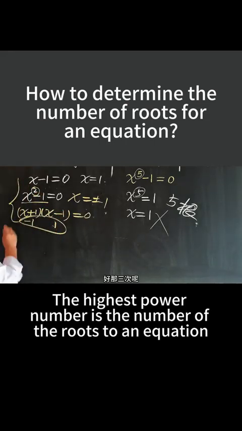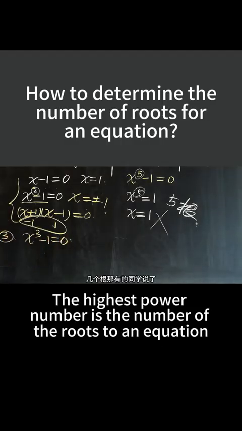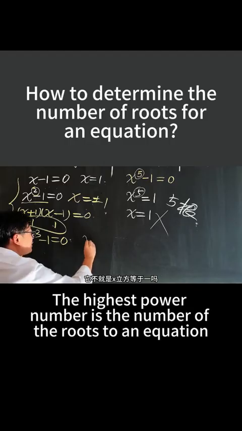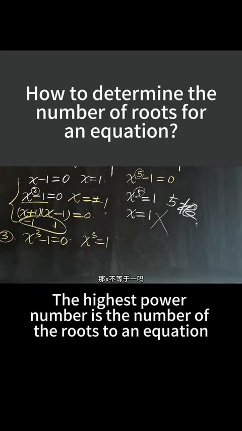Now, what about a cubic? x cubed minus 1 equals 0. How many roots does that have? Some students might say, isn't it just x cubed equals 1? Doesn't that mean x equals 1, so there's only one root? That's wrong. Besides x equals 1, there are actually 2 more hidden roots. Where are those 2 roots?